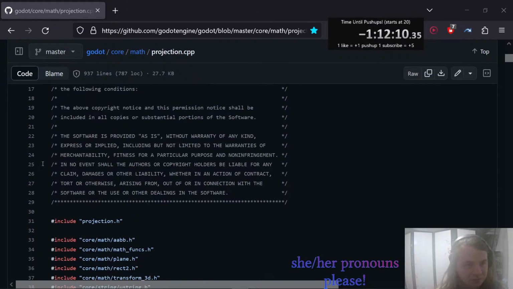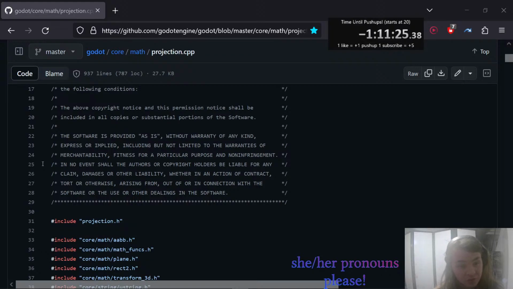The above copyright notice and this permission notice shall be included in all copies or substantial portions of the Software. The Software is provided "as is", without warranty of any kind, express or implied, including but not limited to the warranties of merchantability, fitness for a particular purpose and noninfringement.